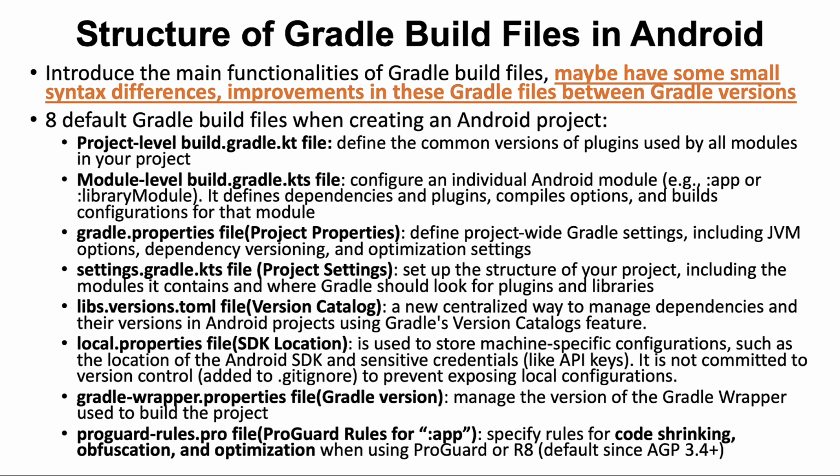And the last one, the ProGuard rules.pro file, is used to specify rules for code shrinking, obfuscation, and optimization when using ProGuard or R8, default since AGP 3.4+. It ensures that essential classes and methods are retained while removing unused code.